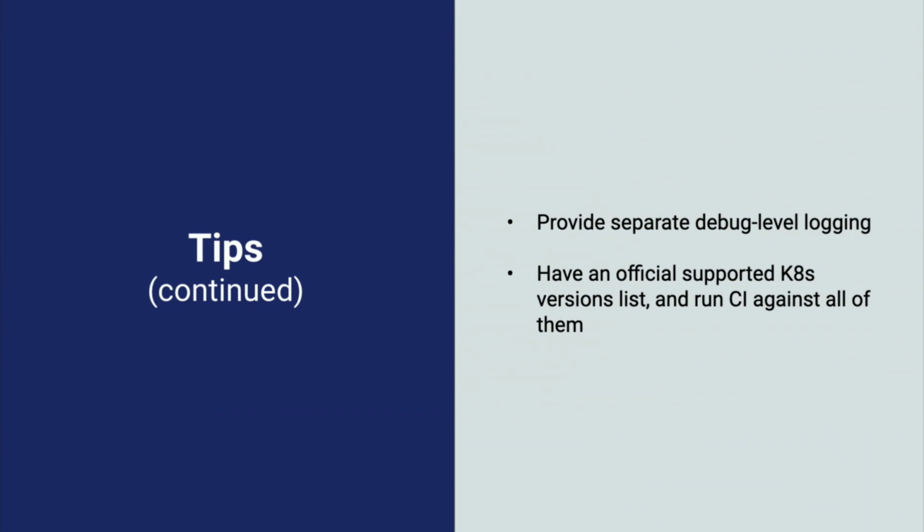My final tip is that if you're running an open source Kubernetes tool, definitely consider making an official supported versions list and setting up a CI cluster for each one of those versions. Our test suite does dozens and dozens of deploys to each of our supported versions, and I can't tell you how many bugs that has caught and how much reassurance that has provided us.